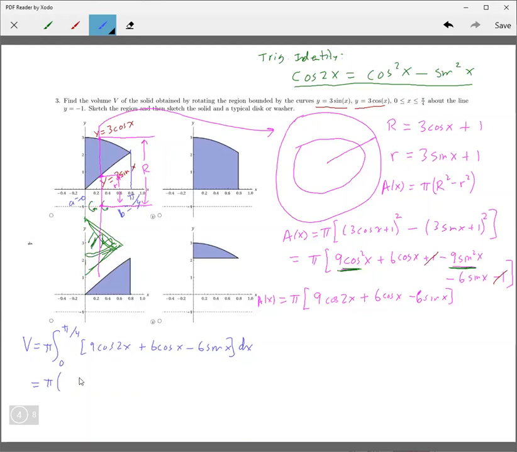Okay, so I integrate this. This is going to be sine 2x. If you take the derivative of sine 2x, you get cosine 2x times 2. So we'll just divide by 2. And that means that this will handle the 2 that comes out, and then we have 9 over 2 sine 2x. And then here you have 6 sine x. Derivative of sine is cosine. The derivative of cosine is negative sine, so that's actually plus 6 cosine x. And this is evaluated from 0 to pi over 4.